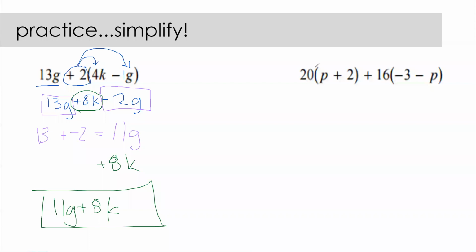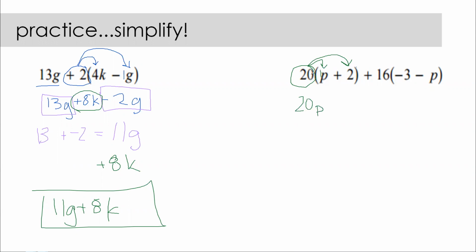So let's go ahead and distribute. I see parentheses right here. The number out front is a 20, and that 20 is being multiplied. So I'm going to multiply it by every term inside of our parentheses. So I've got 20 times 1, so that's going to be 20p.